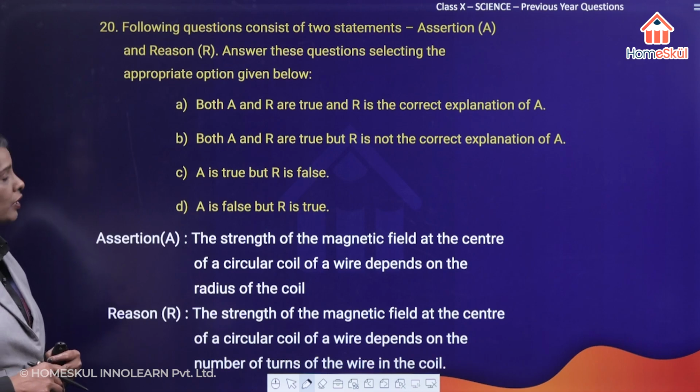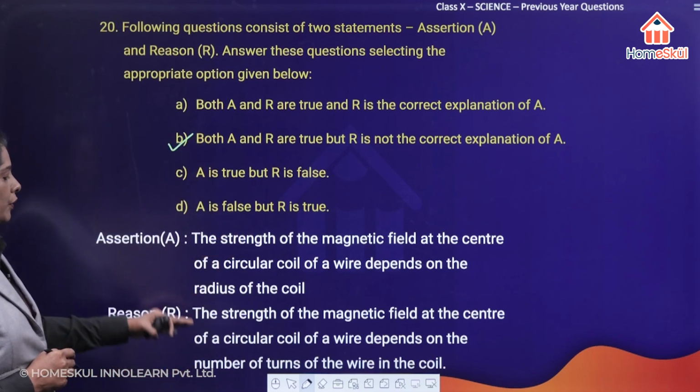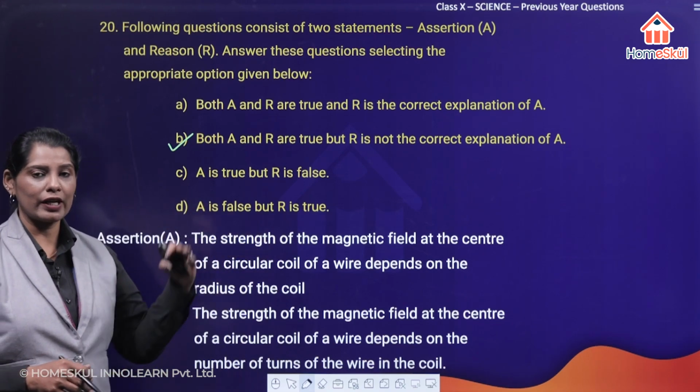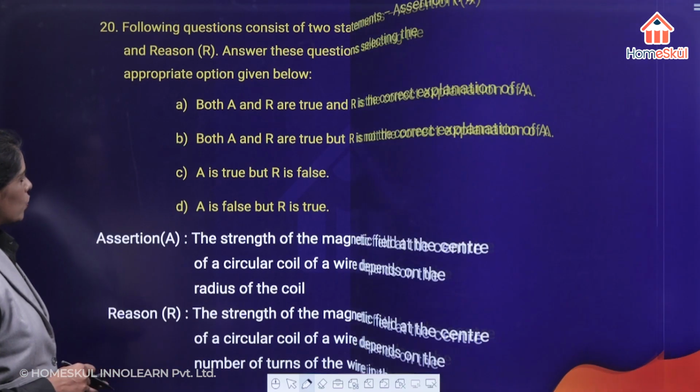And which is our correct option here? Option B, which says that both assertion and reason are true, but reason is not the correct explanation for assertion. So the correct option is option B. Okay, coming to the next question.